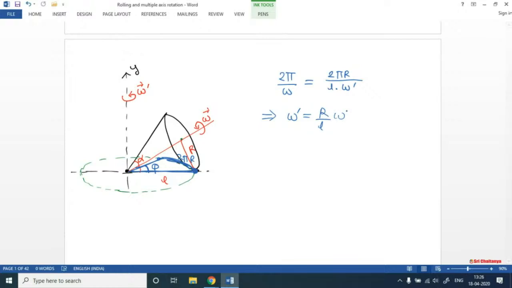So now you see, looking at this right angle triangle, R by L seems to be nothing but equal to sine alpha. So omega dash is equal to omega sine alpha. Let me write it again: omega dash will be equal to omega sine alpha.